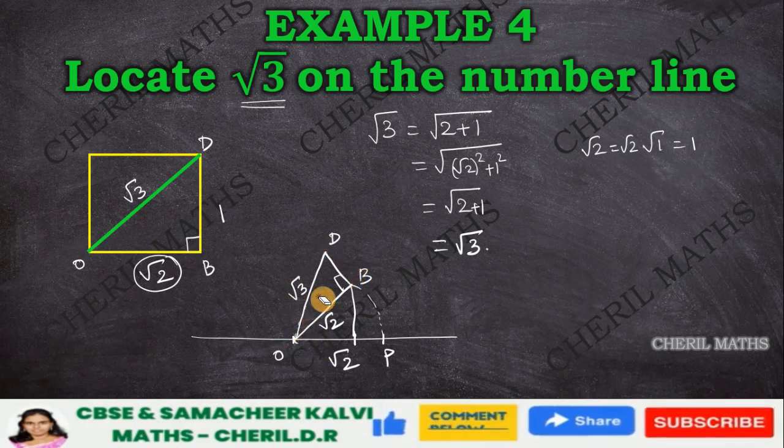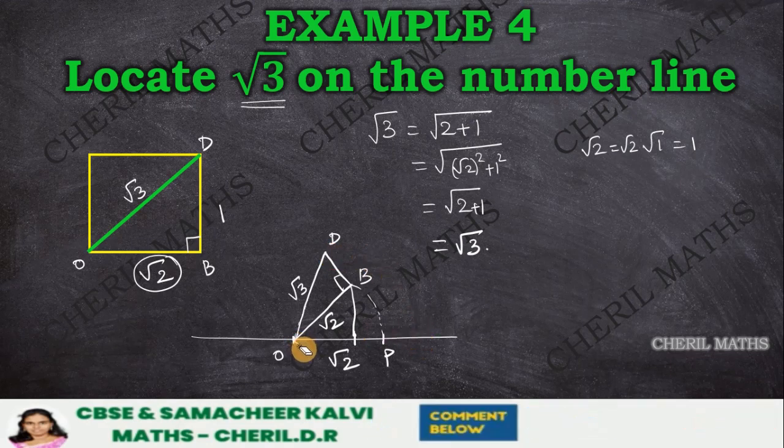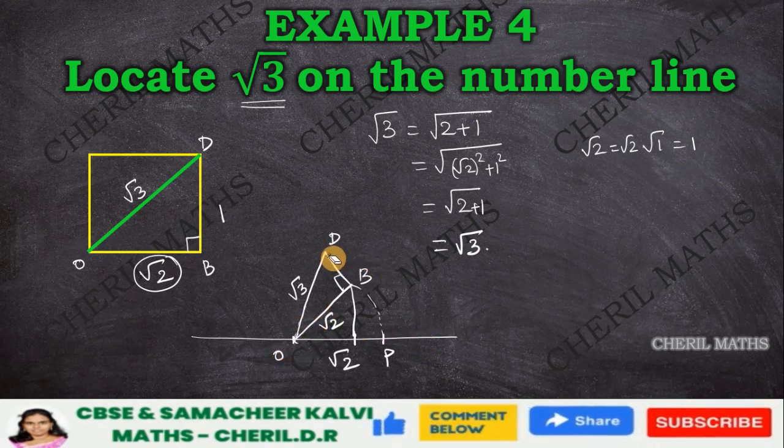So now this OD, I'm going to drop it down on the number line. How? In a similar way, with O as center and OD as radius, I'm going to drop it down.